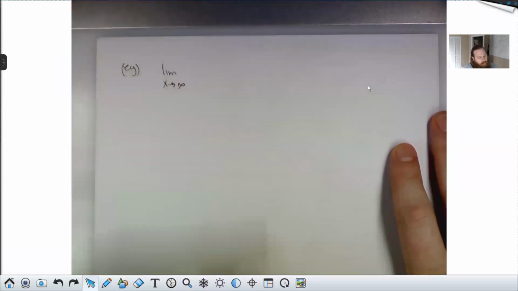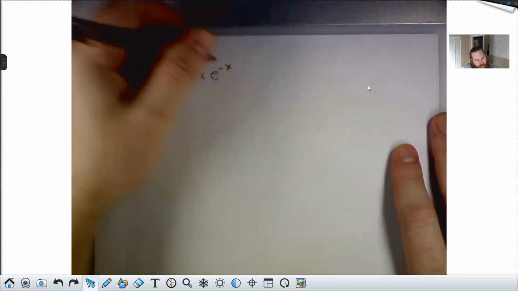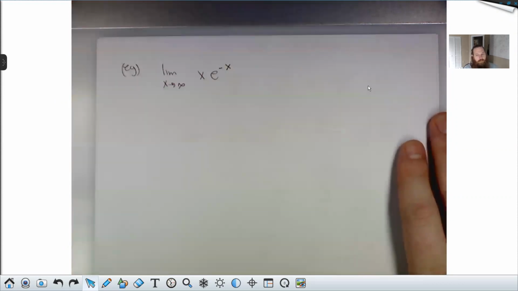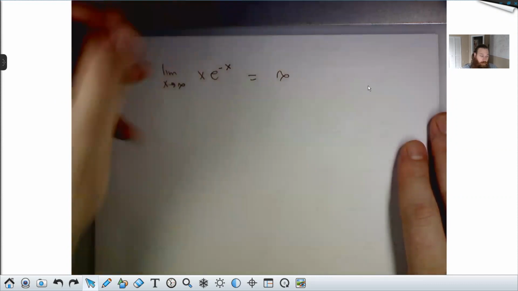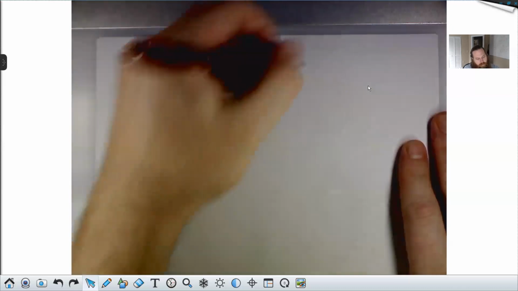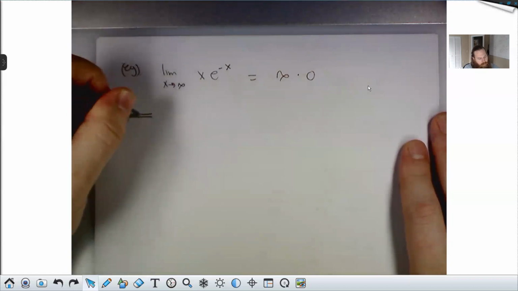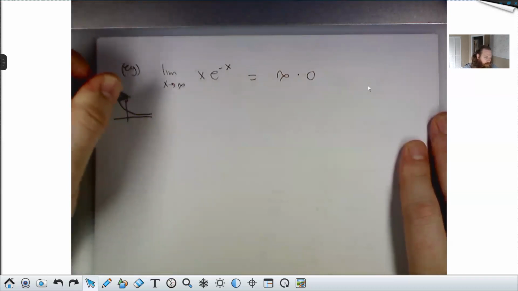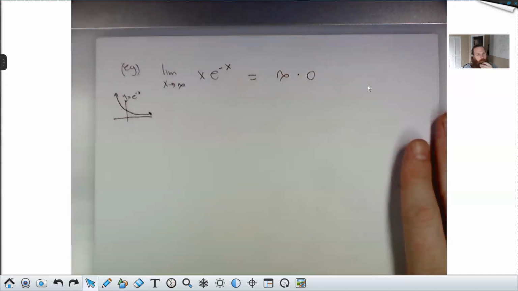I could do, for example, x times e to the negative x. So you know that as x goes to infinity, x goes to infinity. And as x goes to infinity, e to the negative x goes to 0. Remember the graph of e to the negative x looks like this. So as you wander off to the right, it's going to 0. And this is another case where I get infinity times 0.